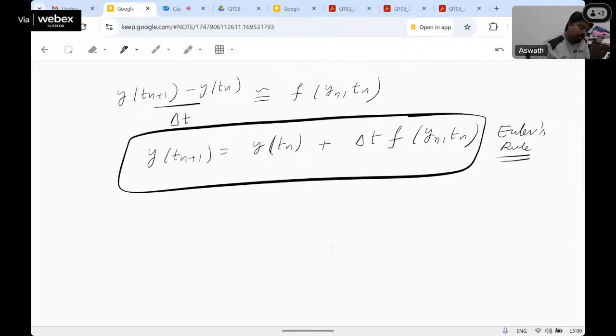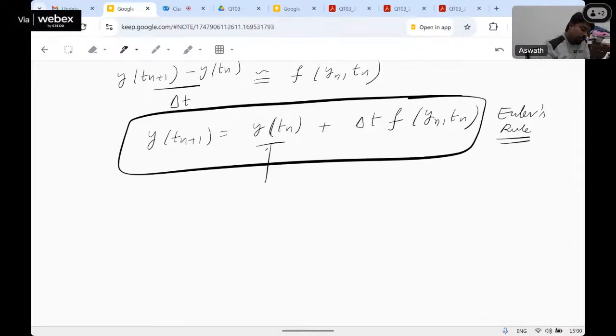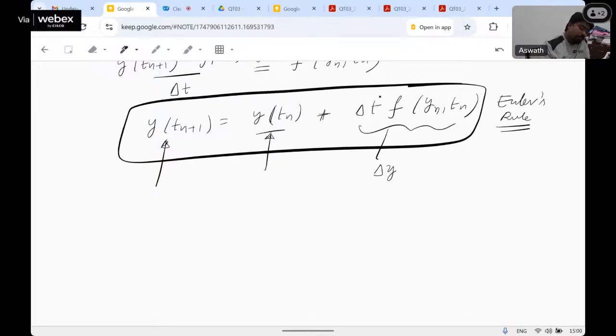What it says is, if you know the value of a function at some time tn, you can get later times by adding some correction term delta y, which is equal to the slope at that point multiplied by a small increment delta t. That is what Euler's equation is telling.